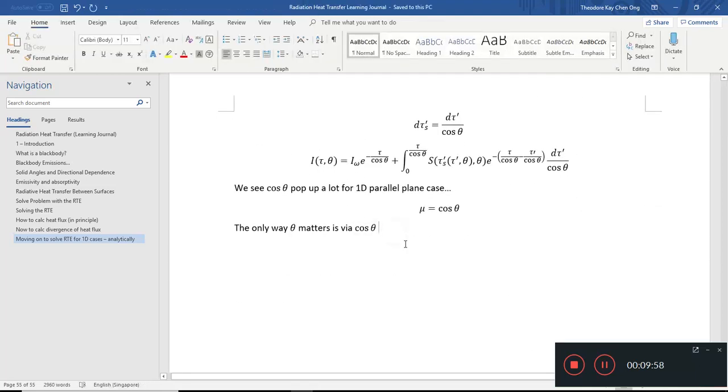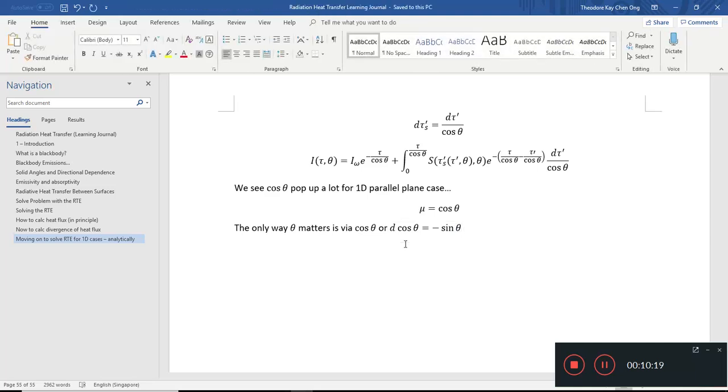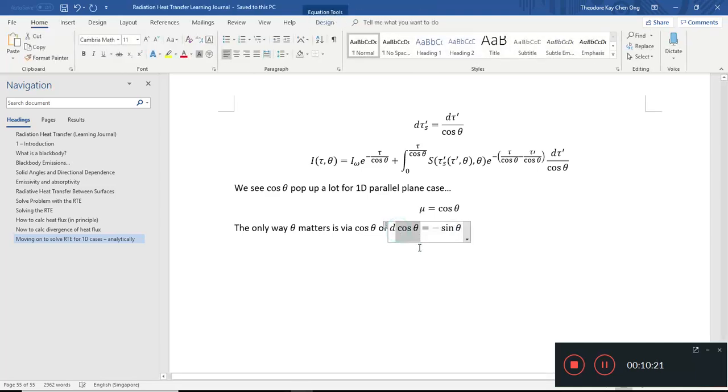So we can express that in derivatives of cosine theta, or d cosine theta. And what's the derivative of cosine theta? It is minus sine theta. Okay, so the only way theta matters is via these two.